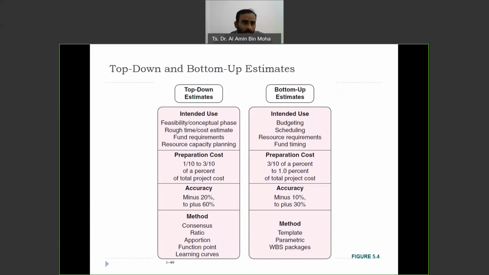Okay. You can read by yourself, but see here the accuracy. Minus 20% to plus 60% for top-down. Bottom-up estimates, minus 10% to plus 30%. So which one is more accurate? Of course, the bottom-up estimates, because we go into detail. Okay, but still we need both. So these are the methods: the WBS and things here, consensus, discussion, learning curve, and preparing cost. You can see here maybe 1/10 or 3/10 of the project cost. It's easier. Maybe with more detail, you need some information.